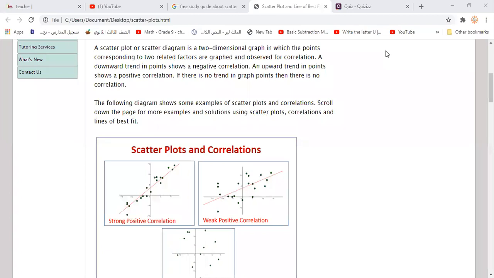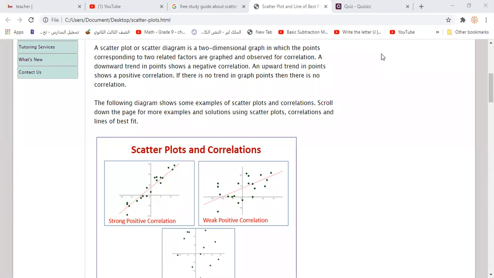And today we are going to study a scatter plot. So let's know the meaning of a scatter plot. A scatter plot or a scatter diagram is a two-dimensional graph in which the points corresponding to two related factors are graphed and observed for correlation.